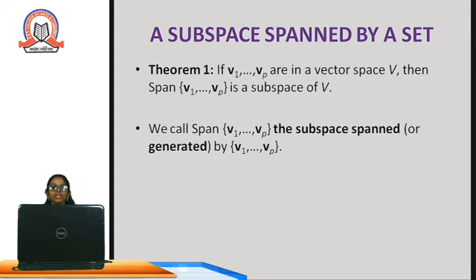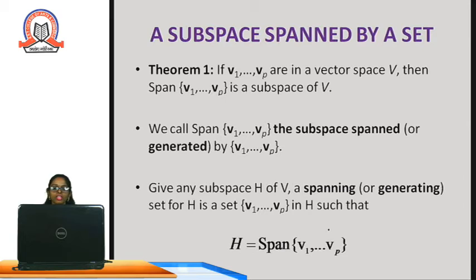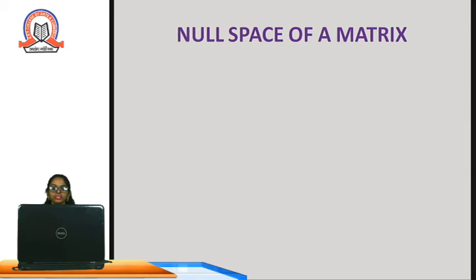Now the theorem, a subspace spanned by a set. If v1 to vp are in a vector space V, then span of v1 to vp is a subspace of V. We call span of v1 to vp the subspace spanned or generated by the set v1 to vp. Given any subspace H in V, a spanning or generating set for H is a set v1 to vp in H such that H is equal to the span of curly bracket v1 to vp vectors.